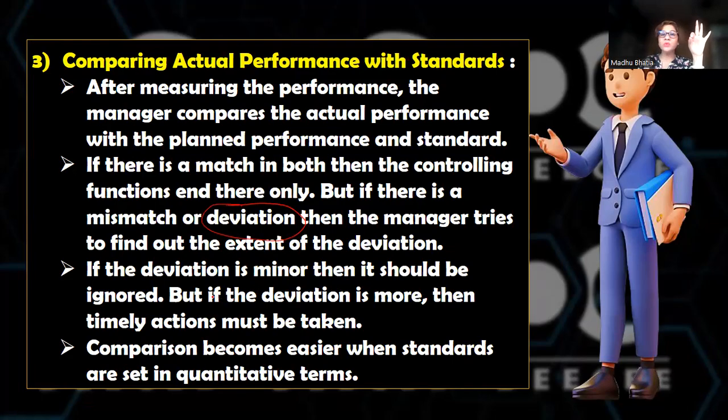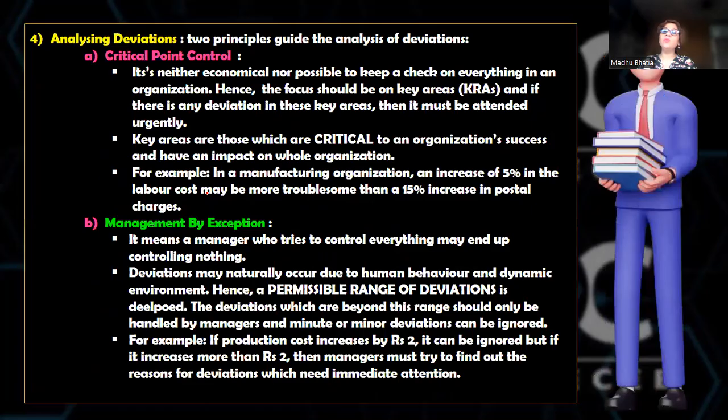Now here it is to be noted that if the deviation is minor, then it should be ignored. But if the deviations are major, if the deviations are grave or beyond a certain range that has been developed, then immediate action needs to be taken. So the purpose of comparison of the actual and the standard performance is to find out the deviation. Now, these deviations need to be analyzed. This is the most important point, and this is usually asked for 3 marks, CPC and MBE. So analyzing deviations. Now these deviations need to be analyzed.